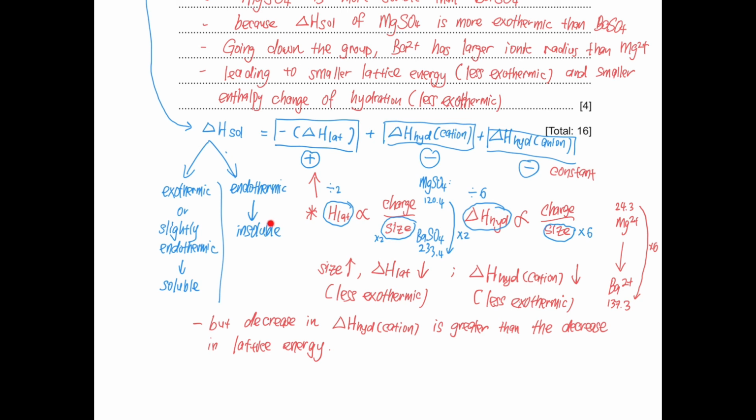Mathematically it is like that, but when you write, we just write in a simple way: the decrease in hydration energy of the cation is greater than the decrease in lattice energy. The explanation at the back is not expected to be explained. We don't explain it based on the equation, just write this statement and you will get 1 mark. Okay, so that's all for this question. Thank you.